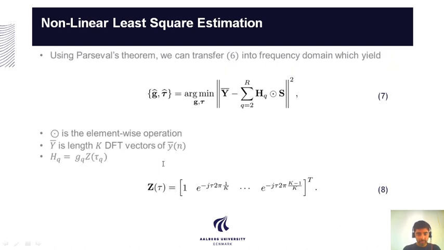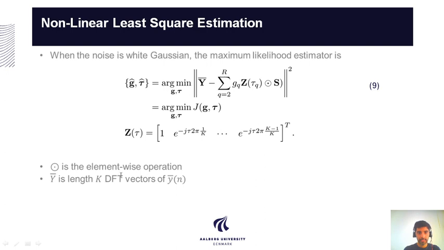In order to estimate the time of arrival and the attenuation or the gain of the reflected signal, we can convert the signal into its frequency domain for effective processing, as shown in equation 9. That is, when the noise is white Gaussian, the maximum likelihood estimator can also be written as in equation 9 in the frequency domain.